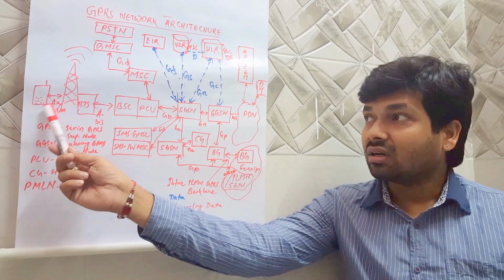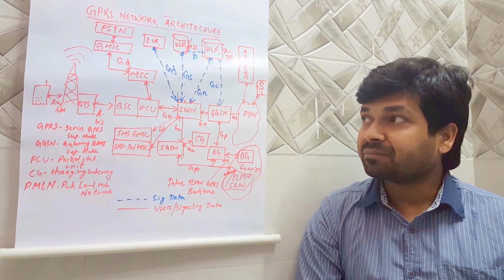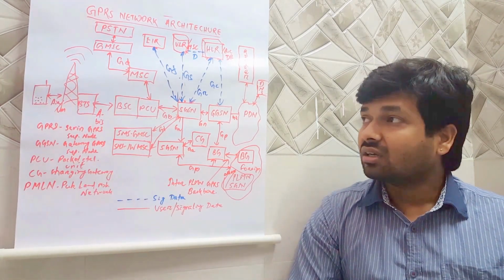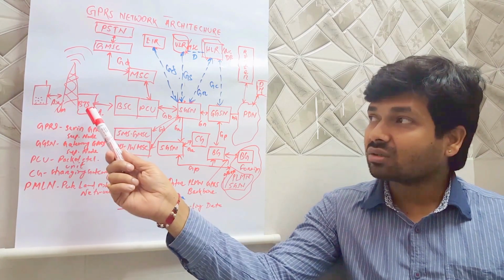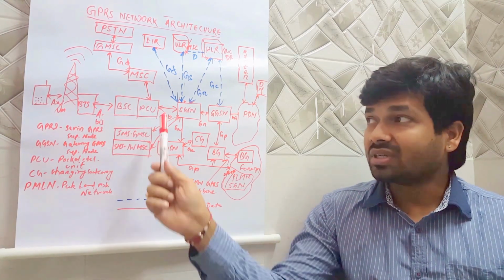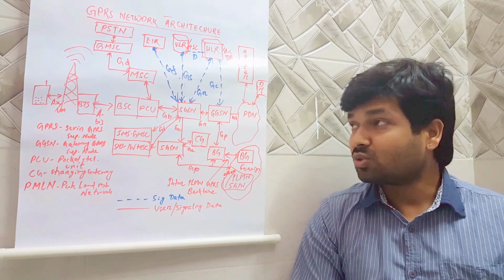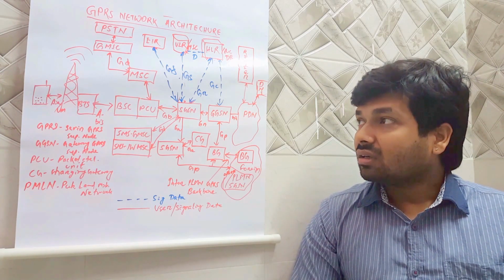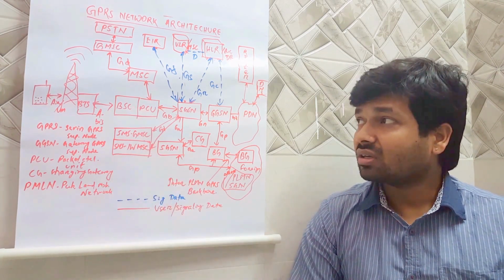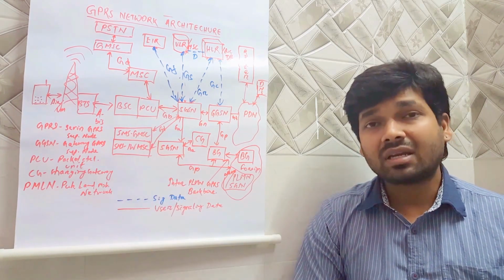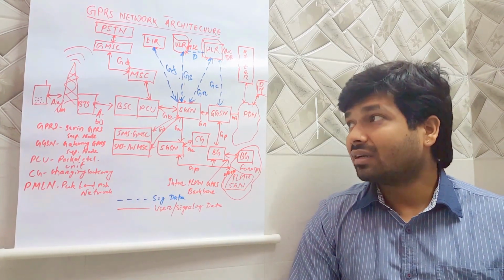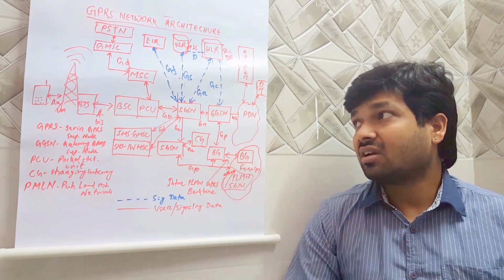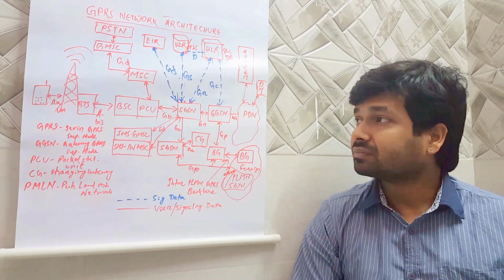So starting from the mobile or the mobile station, we have the air interface towards the BTS, base transceiver station. From the BTS we have the Abis interface towards the BSC, nothing but the base station controller, which controls multiple BTS of course. Then within the BSC we have integrated PCUs, nothing but the packet control unit, which controls the packet and the packet related functions inside the BSC. It's an integral part of the BSC.